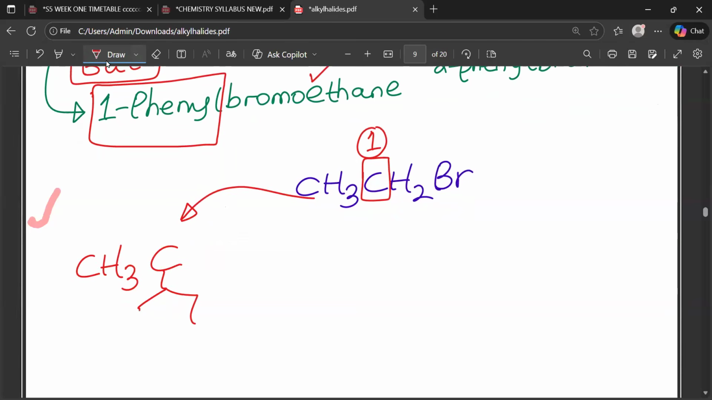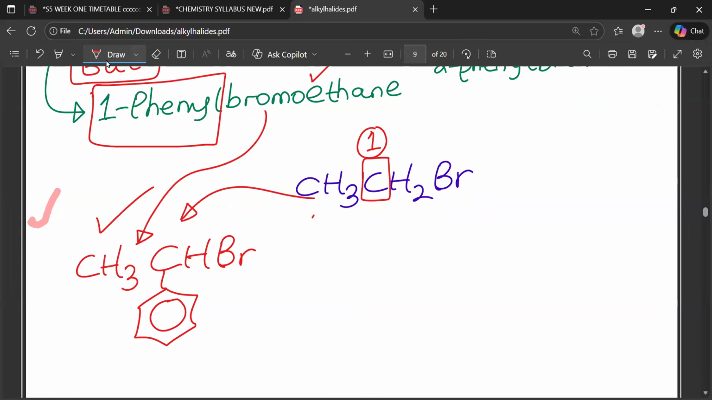But remember, as it comes, it is replacing a hydrogen. So this hydrogen remains one. Then the Br comes back. Isn't that the 1 phenyl bromoethane? Remember this one is the 1 phenyl bromoethane, and remember this one alone is bromoethane without anything. Are you listening?